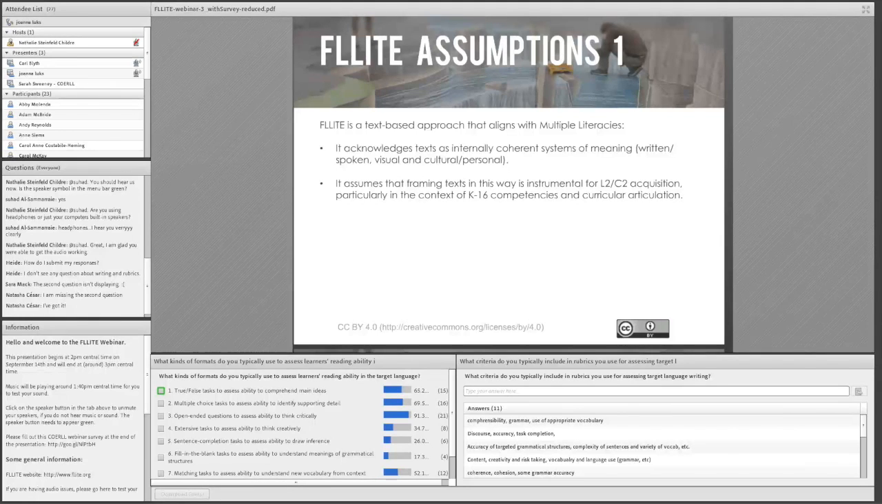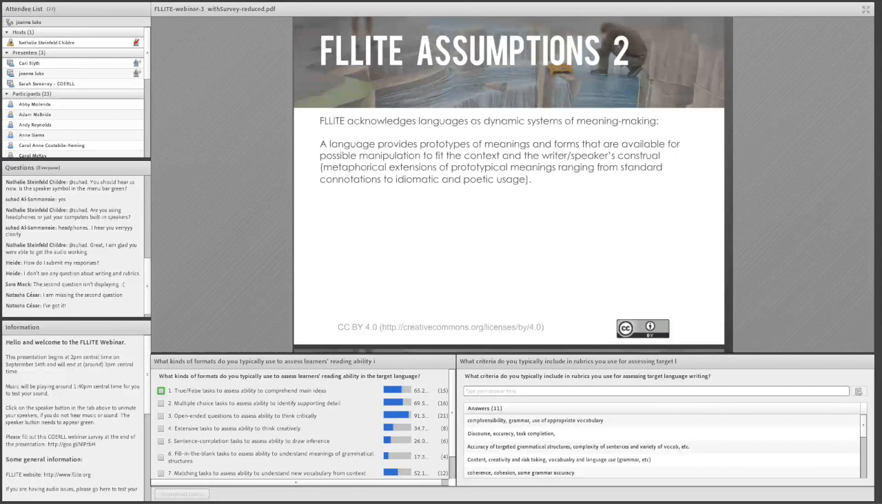This aligns completely with multiple literacies, but FLLITE, because it has built into it this notion of the literary in the everyday, which I'll talk about a little bit more in a moment, has its own particularities as well. So more specifically, FLLITE acknowledges not only texts, but languages as dynamic systems of meaning making. So a language provides prototypes, a notion that comes specifically from prototype theory. It provides prototypes of meanings and forms that are available for possible manipulation, right? So agency on the part of the speaker or writer to fit the context and the writer or speaker's construal. We can talk about this as metaphorical extensions of prototypical meanings, and these can range from standard connotations to idiomatic and poetic usage. Now, this is heady stuff, right, and it's not easy to grasp in a nutshell.